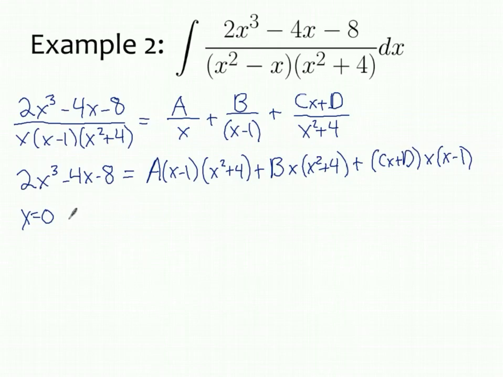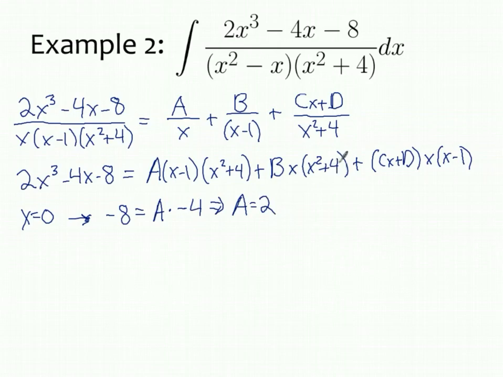And so we get from that on the left-hand side, 0 minus 8, we get negative 8 is equal to a times negative 1. 0 minus 1 is negative 1. 0 plus 4 is 4. So this is a times negative 4, okay, which implies that a equals 2.